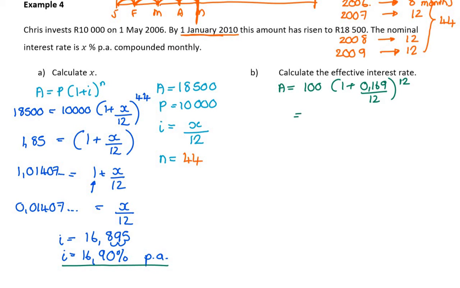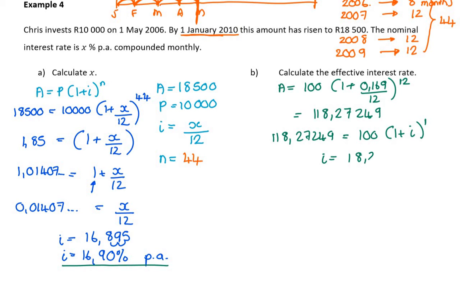And I get 118 Rand and 27,249. Now how do I then get out 118,27249 from 100 Rand if interest was compounded once in the year, one time? So I divide by 100, I then minus 1, and I times by 100 to get a percent, and I get an interest rate of 18.27%.